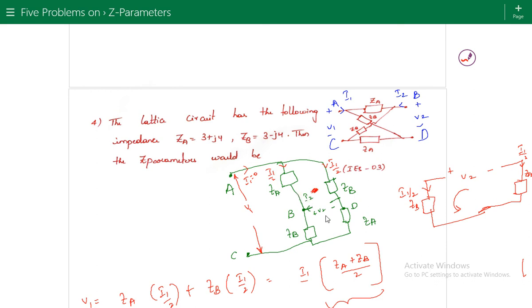Now it is having two paths. This path, how much is it offering? ZA plus ZB. This path is also offering ZA plus ZB. Okay, so now how will the current divide? This current will divide into I2 by 2. This current is also I2 by 2.